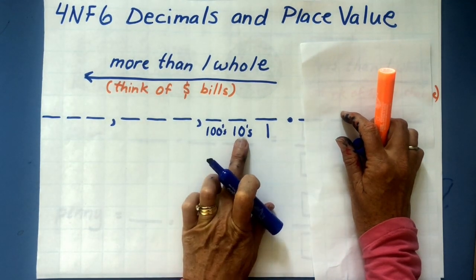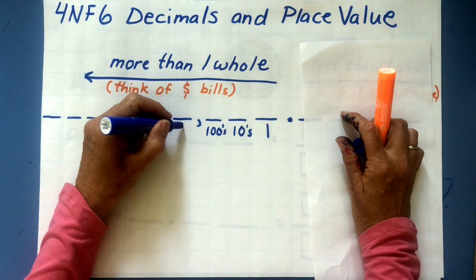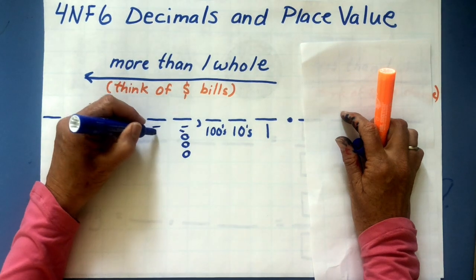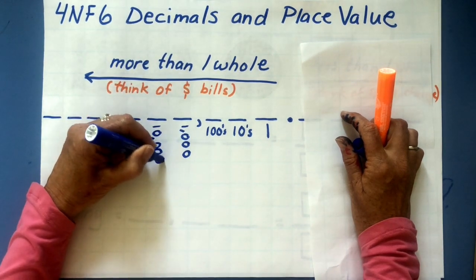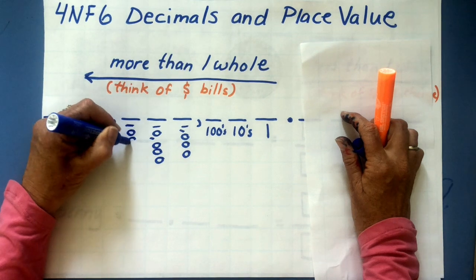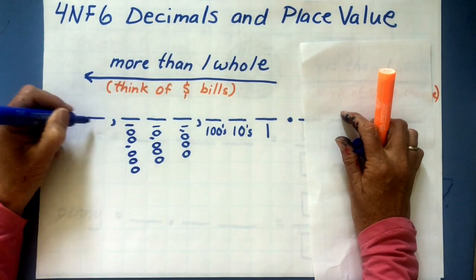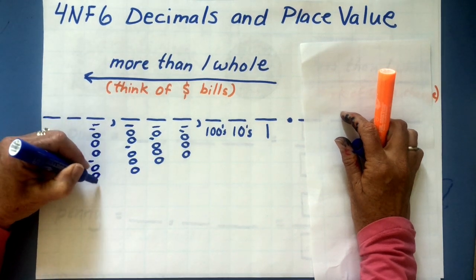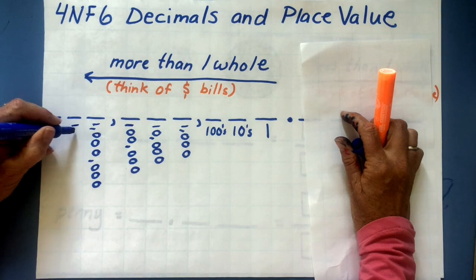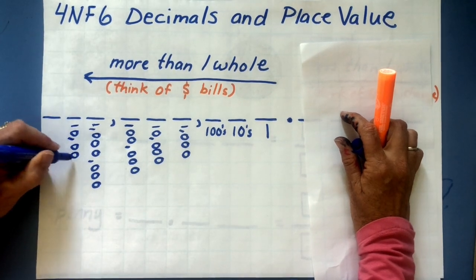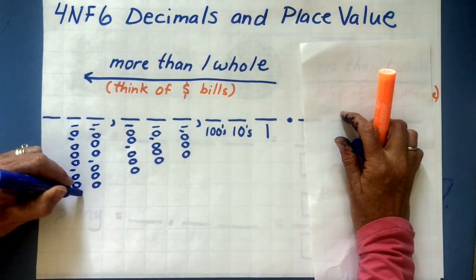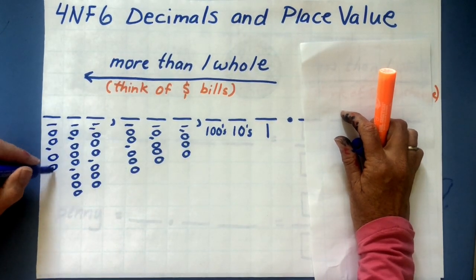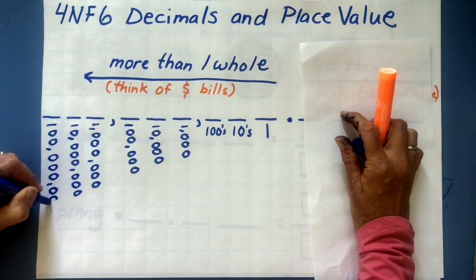No zero, 1 zero, 2 zeros. So this one must have 3 zeros. So that's 1,000. This must have 4 zeros, which is 10,000. This must have 5 zeros, which is 100,000. This must have 6 zeros, which is 1,000,000. And this must have 7 zeros, which is 10 million. And this is 8 zeros, which is 100 million.